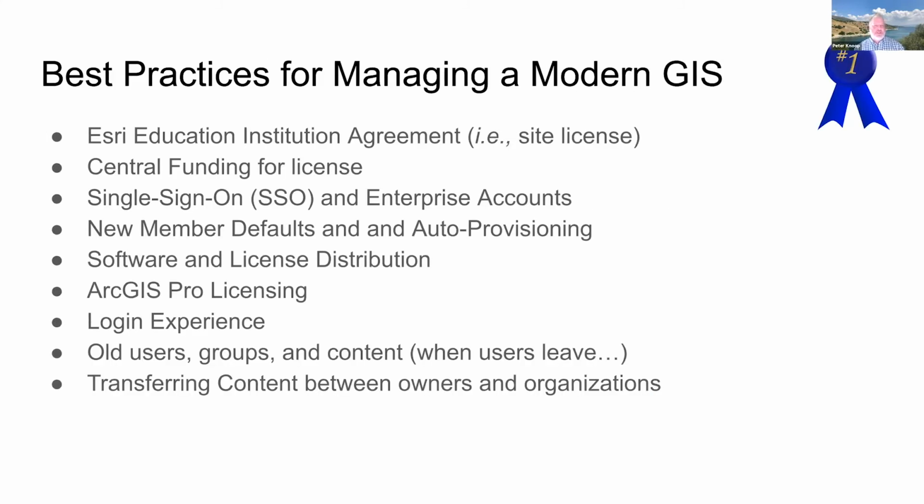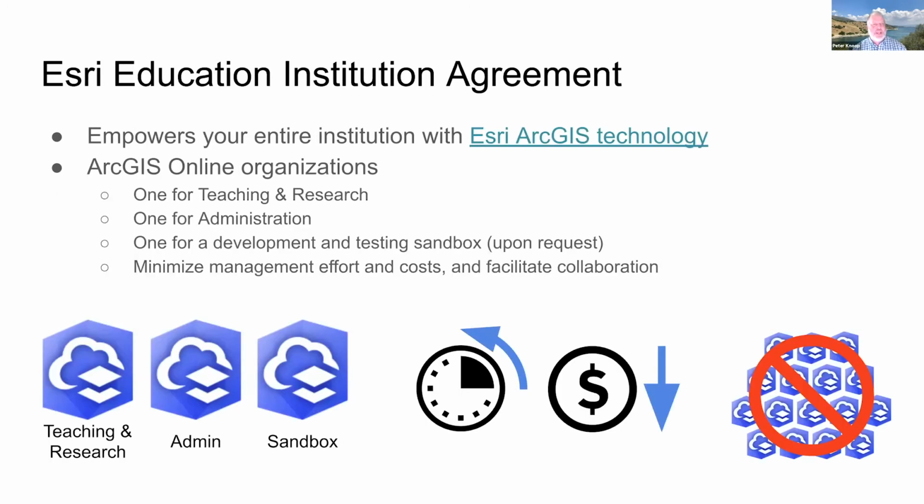So I'm going to go through some of these best practices now, one by one, starting with the education institution agreement. This is the thing that empowers your entire institution with Esri's ArcGIS technology. You get access to a number of things. You can follow this link.